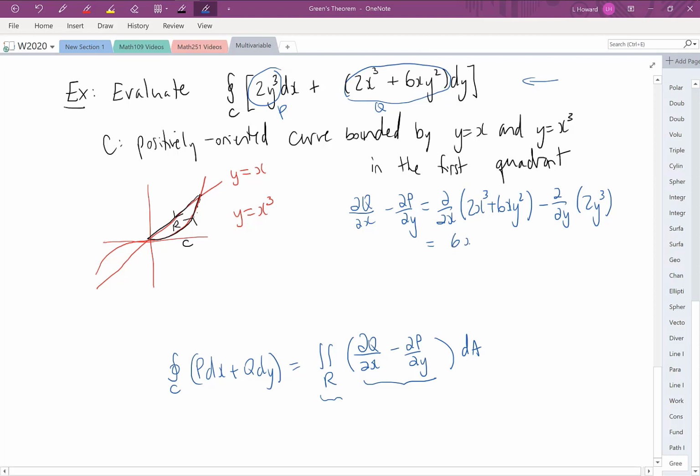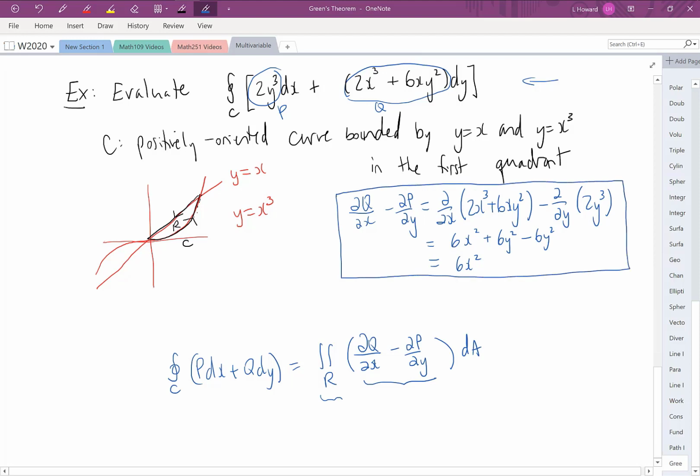Okay, so let's get that figured out. That's going to be 6x squared plus 6y squared minus 6y squared. So in other words, our integrand is just 6x squared. So that sounds pretty nice. And then the other thing we need to do to be able to plug into our double integral on the right side here, we need to just express our region R nicely. So looking at this region, I say vertical slices would work just fine for capturing all the points in that region.